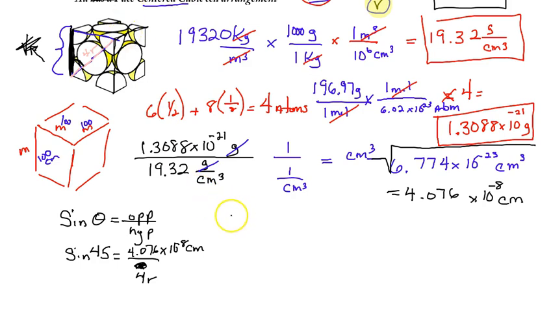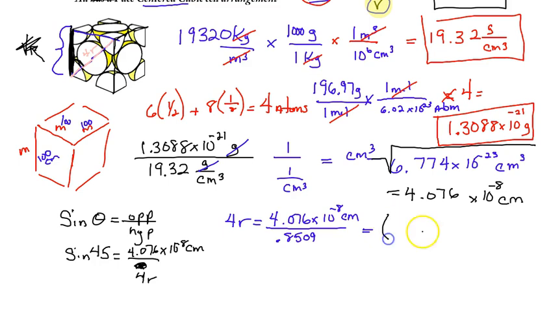You're going to get 4r is equal to, I'm just doing this, 4.076 times 10 to the negative 8. Of course, you know what that is, the magic number. And we're going to divide by the sine of 45, which happens to be 0.8509. Okay, and we do this math, and what do we get?